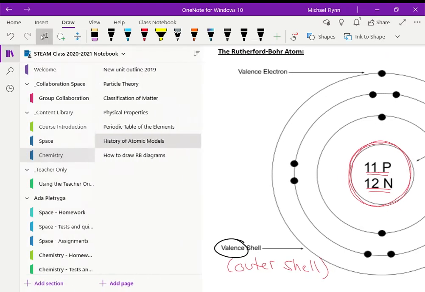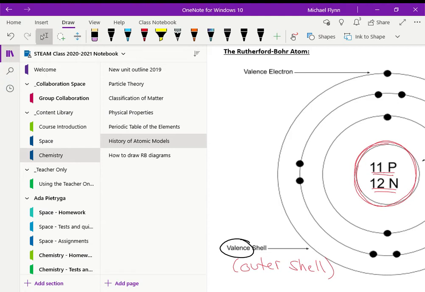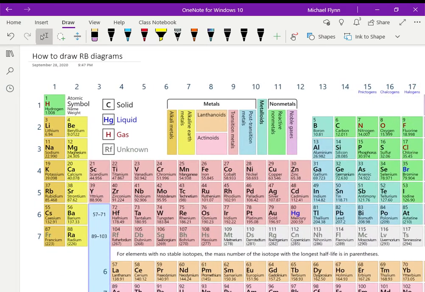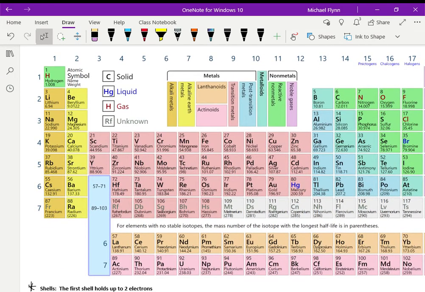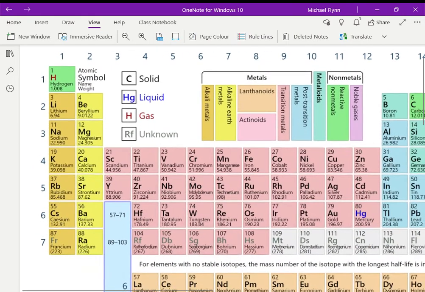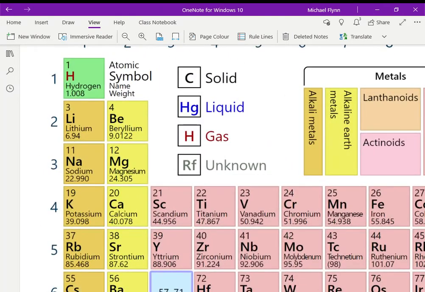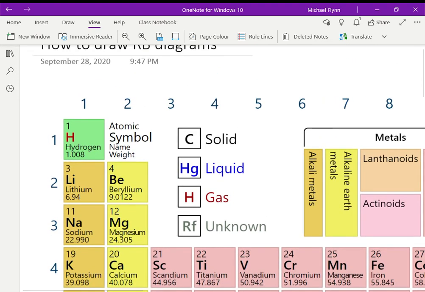All right, so now let's look at how to draw Rutherford-Bohr diagrams and how we understand all the groups and everything else. So we'll keep it simple for today, and then we'll move up from there. Number one, if you look at a card on the periodic table, I'm going to zoom in on this table. So look at these cards. Look at hydrogen, for example. I want to point out something. Hydrogen is element number 1.